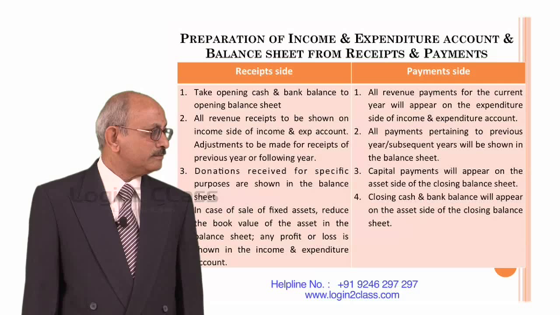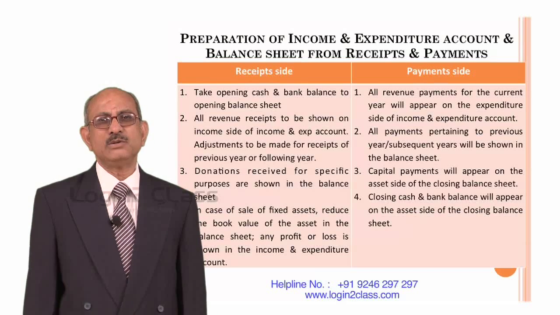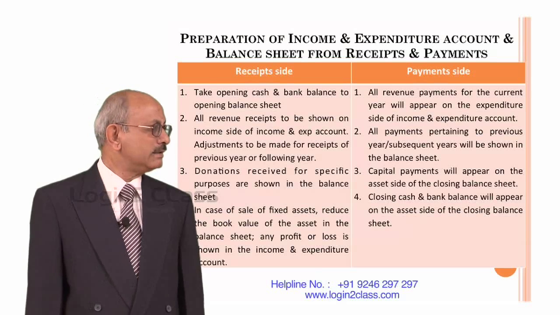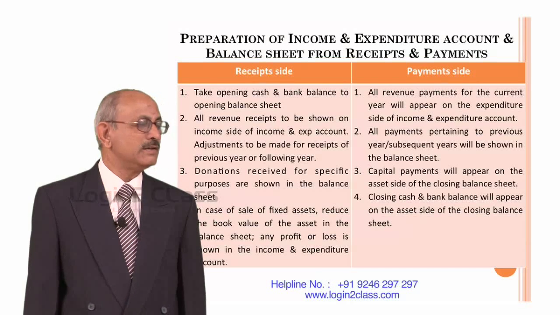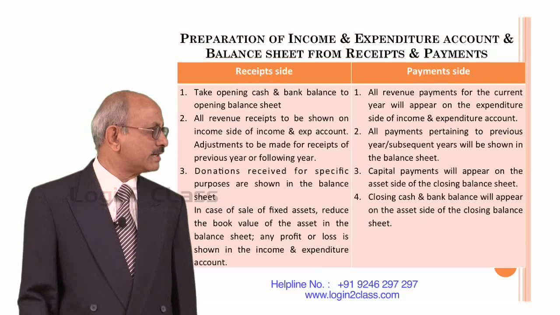Similarly, capital payments and capital receipts will directly go to the balance sheet, and the closing cash balance will go to the asset side of the balance sheet. It will not go to the income and expenditure account.